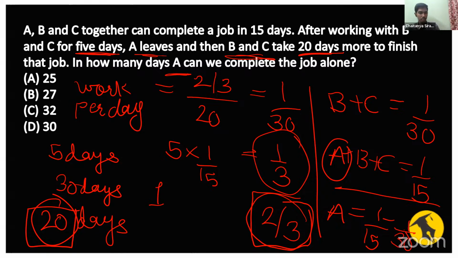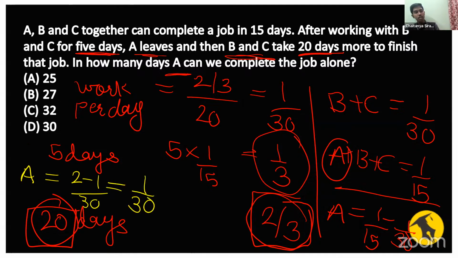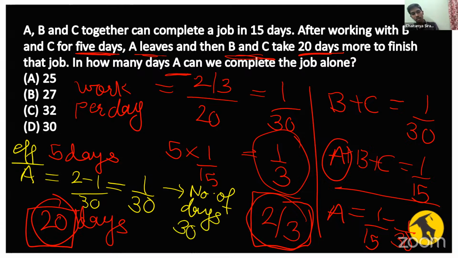And make space somewhere else. Alright, so if I solve this, it will be 2 minus 1 upon 30. So 1 by 30. So this is the efficiency of A. So the number of days will be simply the reciprocal, which is 30. So the correct answer is option D. Okay, I'll repeat this question once again.